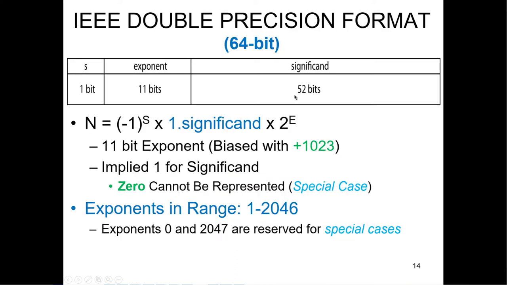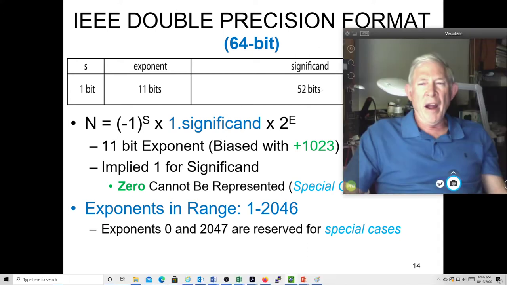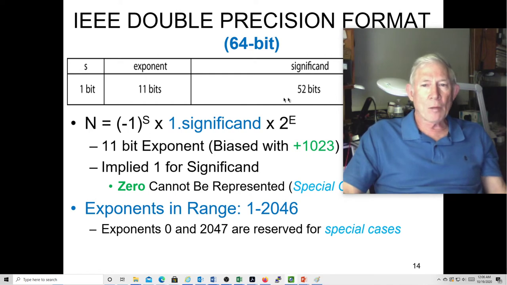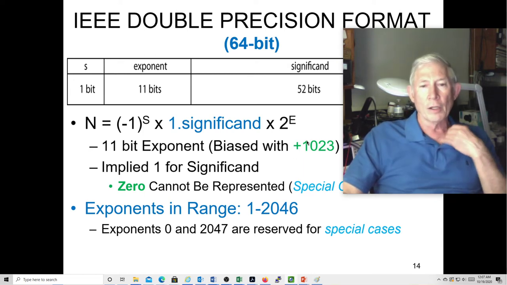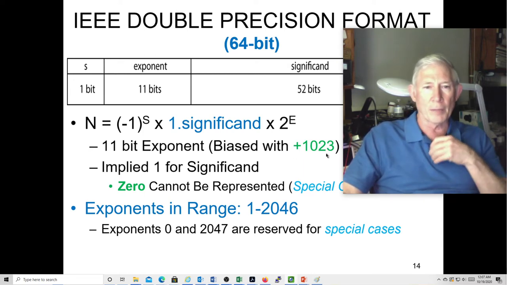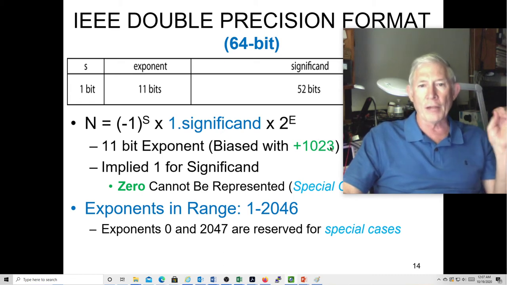All right, now double precision is exactly the same thing. We just have more bits for our exponent and more bits for our significand. That's the only difference, and we still have 1 bit for our sign. It's otherwise the same. The sign is -1 to the sign bit, times 1 point significand, times 2 to the e, with a bias of 127. I'm sorry, the bias in this one is 1023. My bad. With double precision, your bias is 1023.